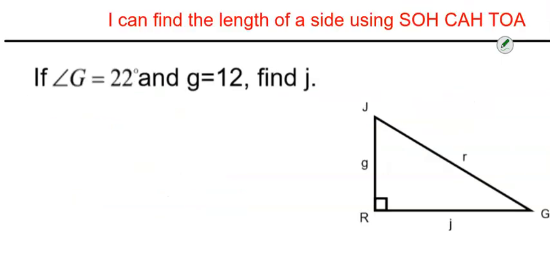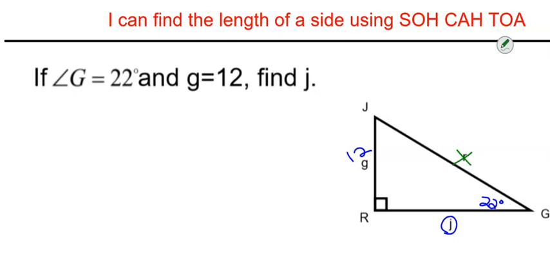All right, next example we have: if angle G is 22 degrees and little g is 12, find J. So fill in your known information. Angle G is going to be 22 degrees. Little g, they're telling us, is 12, and we want to find J. In this case, we don't care about R. They're not giving us R, they're not asking us to find R, so ignore that one.